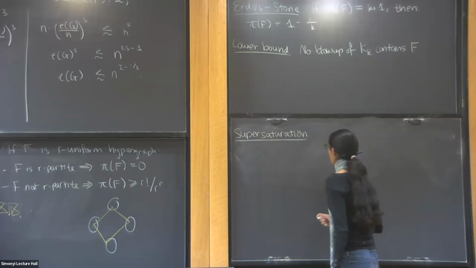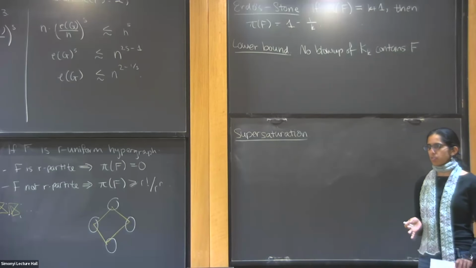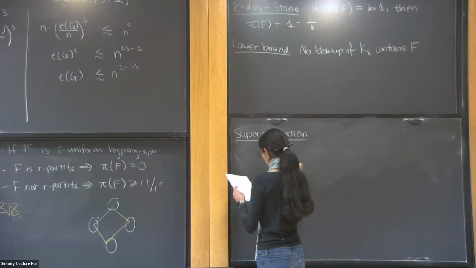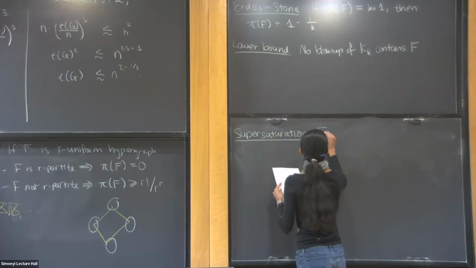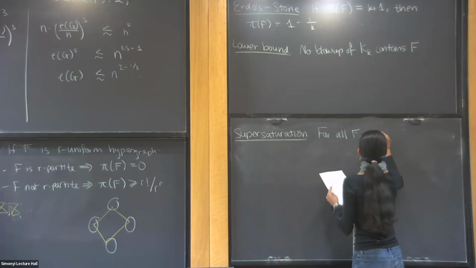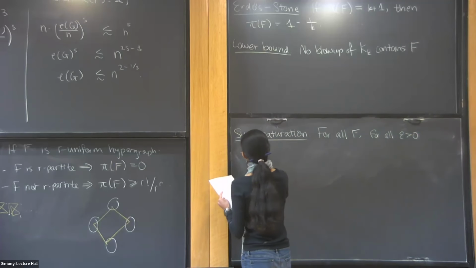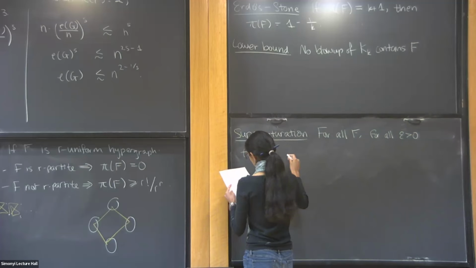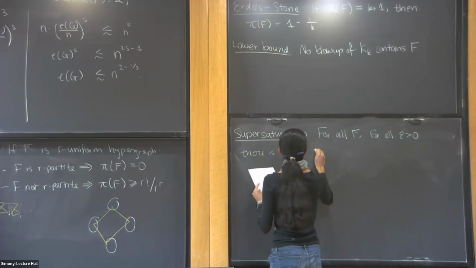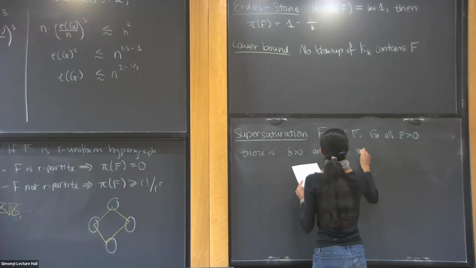And I think this idea was due to Erdős, but I'm not sure exactly when, sometime in the 60s or 70s. So this is a theorem: for all epsilon greater than 0, there is delta greater than 0 and n sufficiently large.